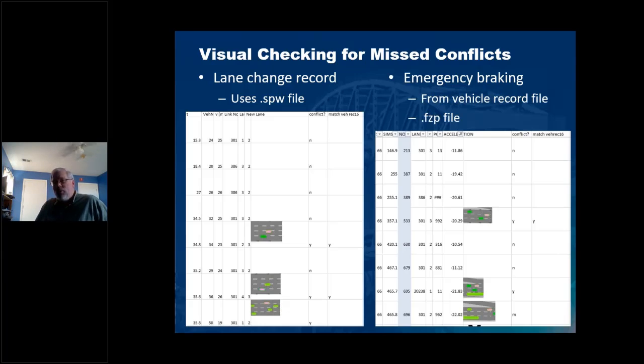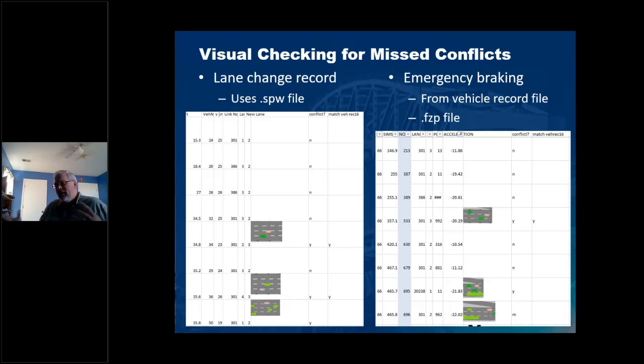The other approach I used was I looked at emergency braking. For this, I used the vehicle record file, and I filtered out all of the accelerations that were greater than 10 feet per second squared, and I watched all those vehicles as they were in that emergency braking state. And I did the same thing where I visually observed, did that appear to result in a conflict or not? Going through all this, between the reported output from SSAM and my visual comparisons, I never got closer than 40% correlation.